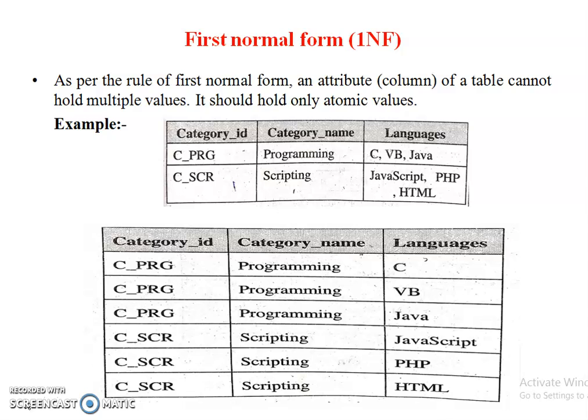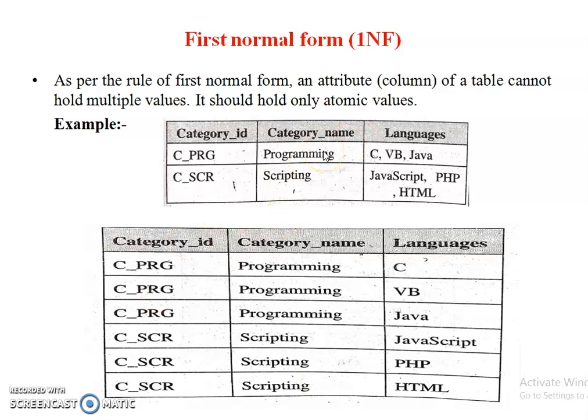First normal form. As per the rule of first normal form, an attribute, that means a column, of a table cannot hold multiple values. It should hold only atomic values. A domain is a set of all unique values which is permitted for an attribute. Now what is an atomic value? Atomic means that it cannot be divided further. So first normal form defines that all the attributes in a relation must have atomic, meaning not further divisible, and single values. Now consider the table, that is course details.